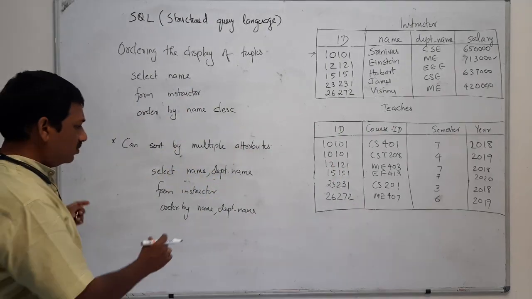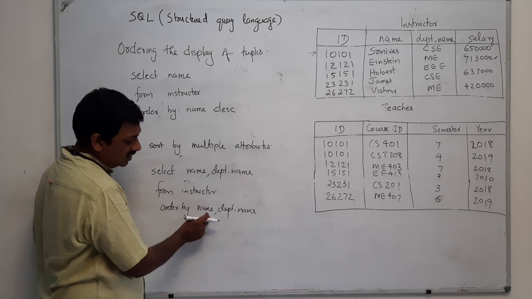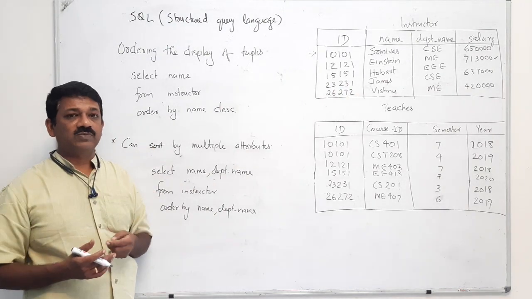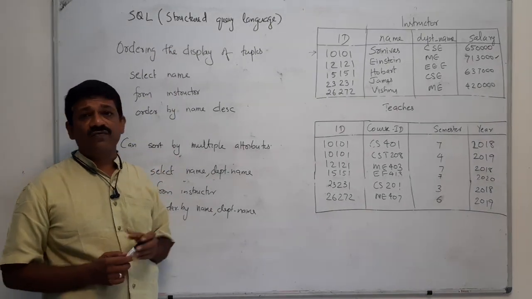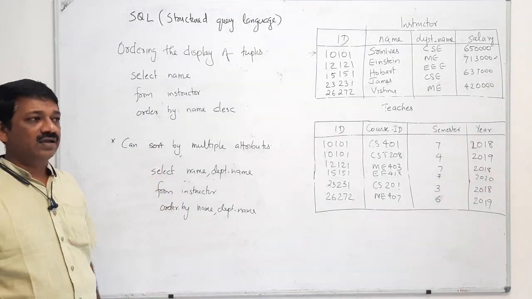So you can have two. Another one is order by name ascending and department name descending. That also is possible. So this is the way ordering the display of attributes can be done.